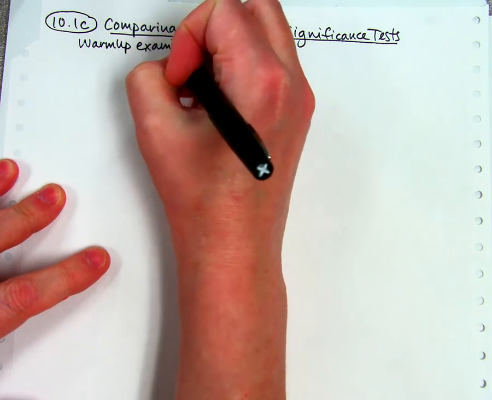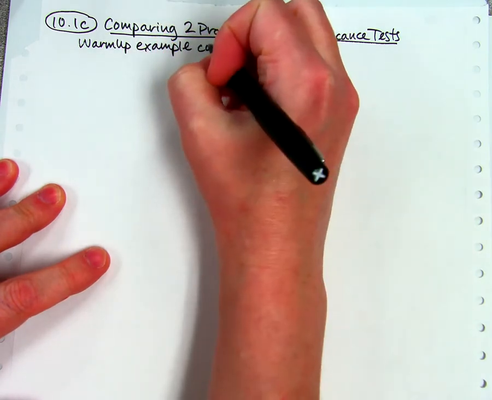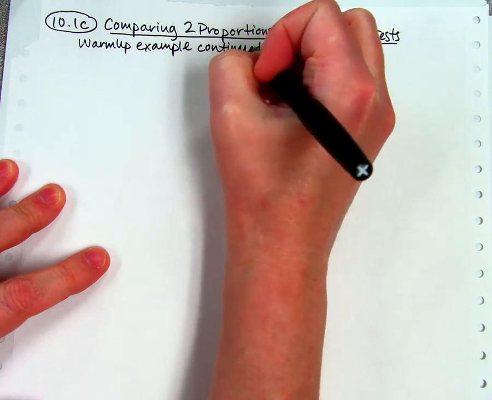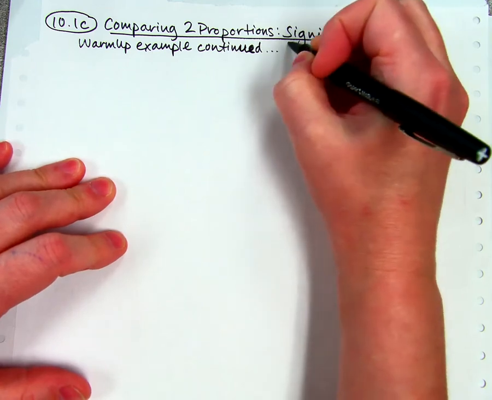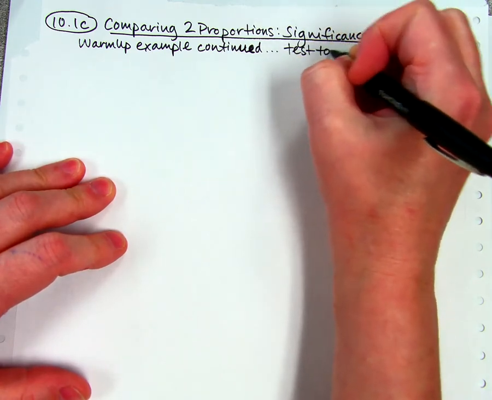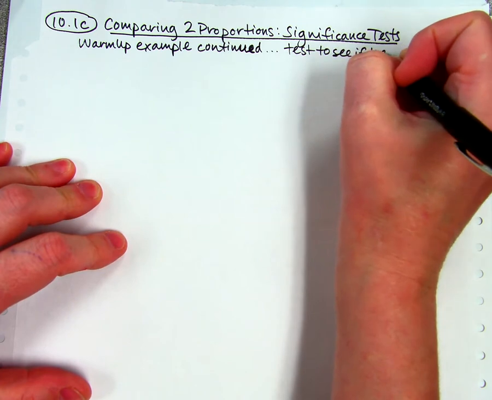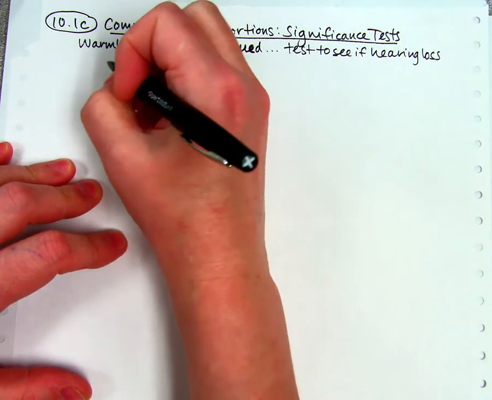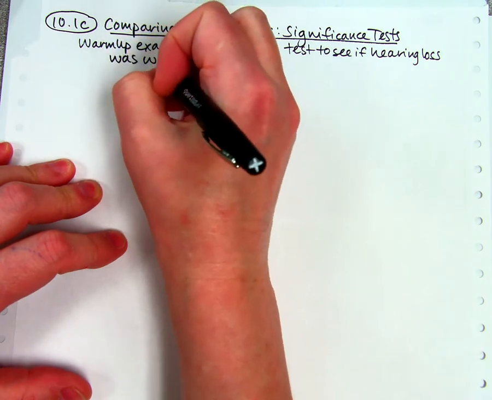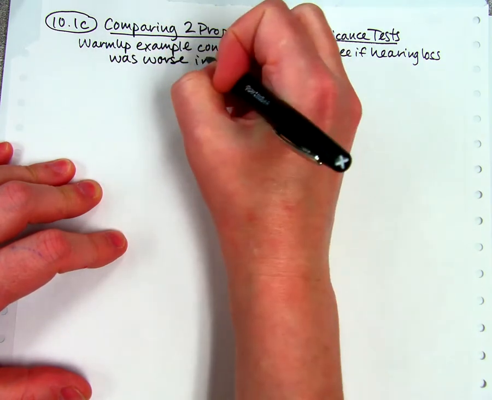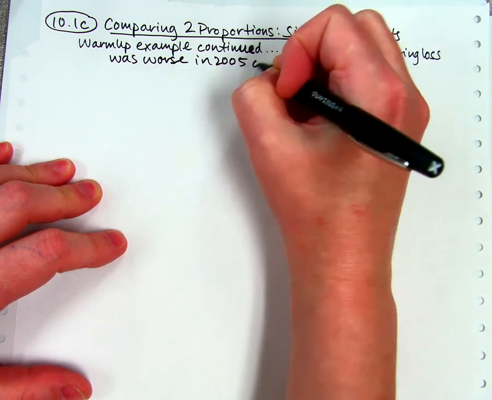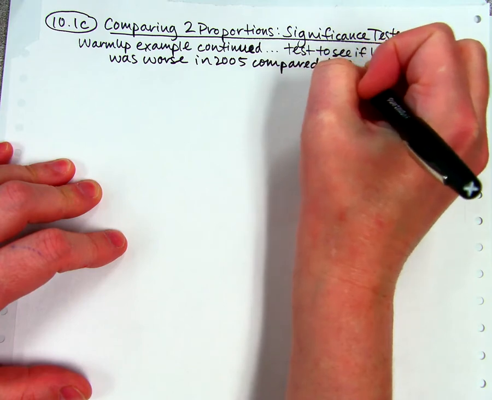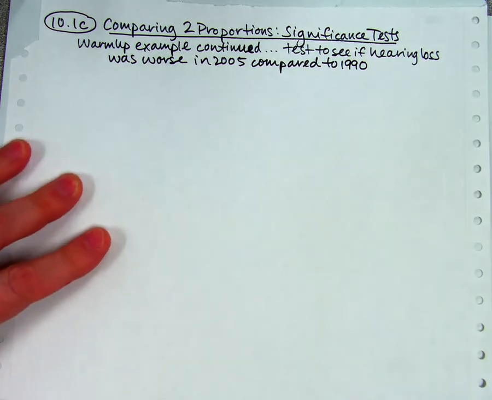So we'll continue talking about hearing loss. And this time, instead of a confidence interval like we did in the warm-up, we'll do a test to see if hearing loss among teens was worse in 2005 compared to 1990. That's the context, as you may remember from the warm-up.